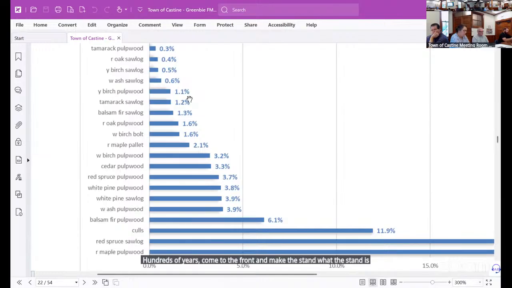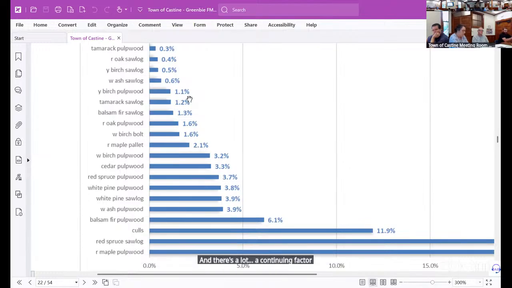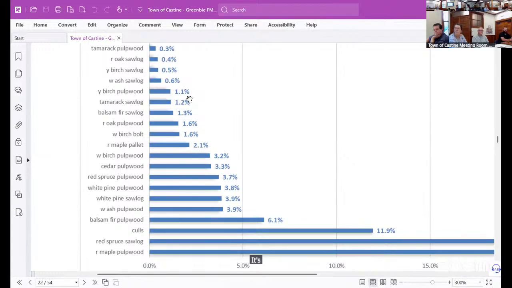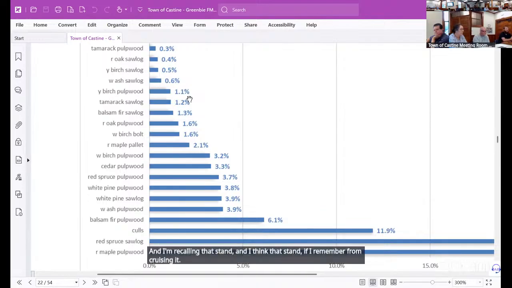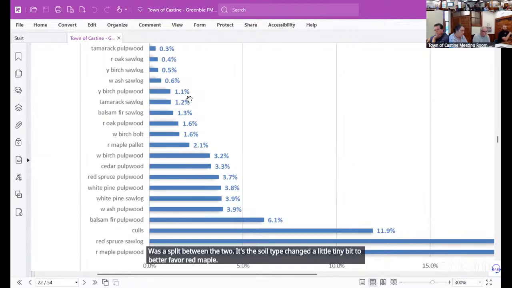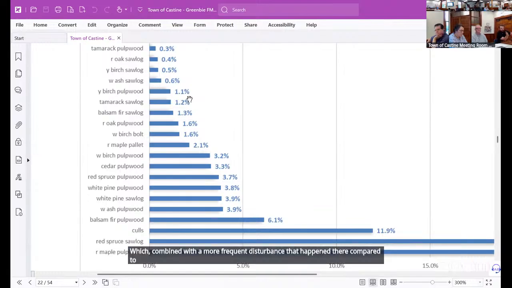Now when we talk about coastal Maine, we have to understand that everything is second growth, it's regenerating. And there's a continuing factor of constant human disturbance on the landscape. So that moves things away from it not necessarily always being soil driven, now it's disturbance driven. Was there a harvest? Was there not a harvest? I'm recalling that stand, and if I remember from cruising it, it was a split between the two. The soil type changed a tiny bit to better favor red maple, which combined with a more frequent disturbance that happened there compared to the spruce stand pushes that stand into red maple.